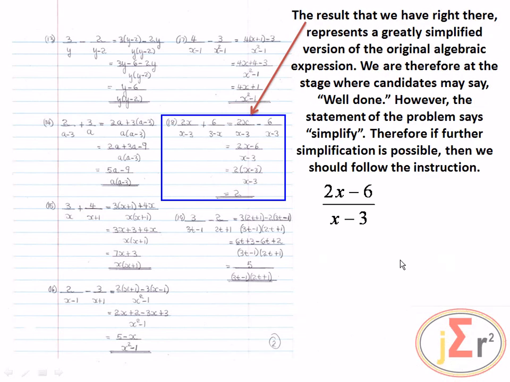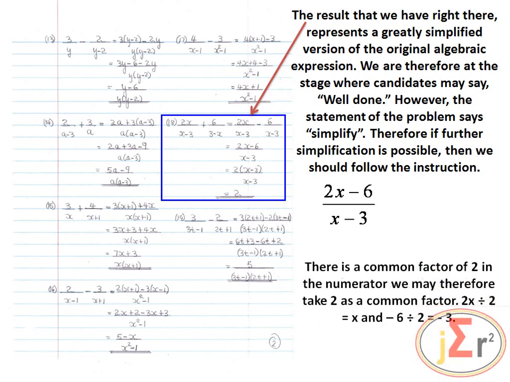The result that we have right there represents a greatly simplified version of the original algebraic expression. We are therefore at the stage where candidates may say, "Well done." However, the statement of the problem says simplify. Therefore, if further simplification is possible, then we should follow the instruction, simplify. So let us see if we may simplify any further. As long as it can be simplified, it should be written in a simplified way, or written simpler.